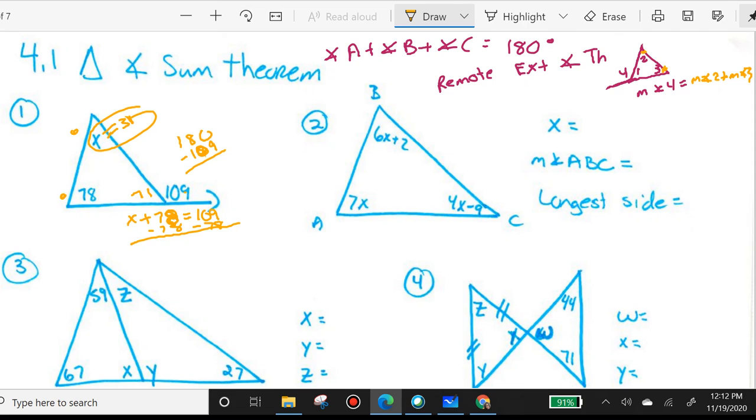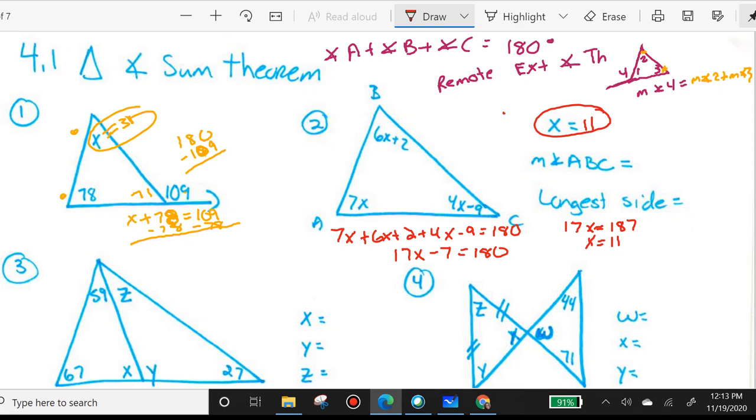All right. For number 2, sorry, this one is a triangle angle sum theorem. This one is a little bit harder because you have to write an equation. The three angles add up to 180. So your equation is 7x plus 6x plus 2 plus 4x minus 9 equals 180. Solving the equation would be 17x minus 7 equals 180. Will be 17x equals 187. 187 divided by 17 is going to be 11. So our answer for x is 11 here.